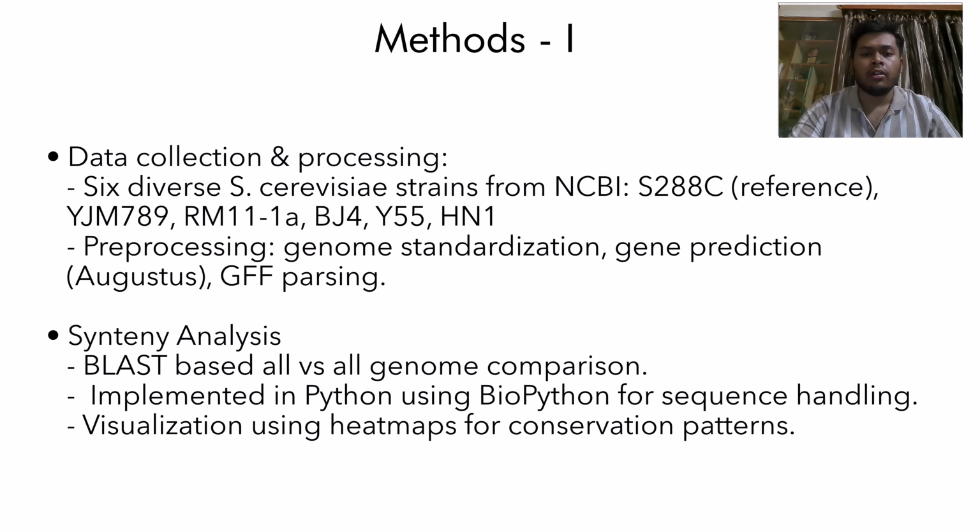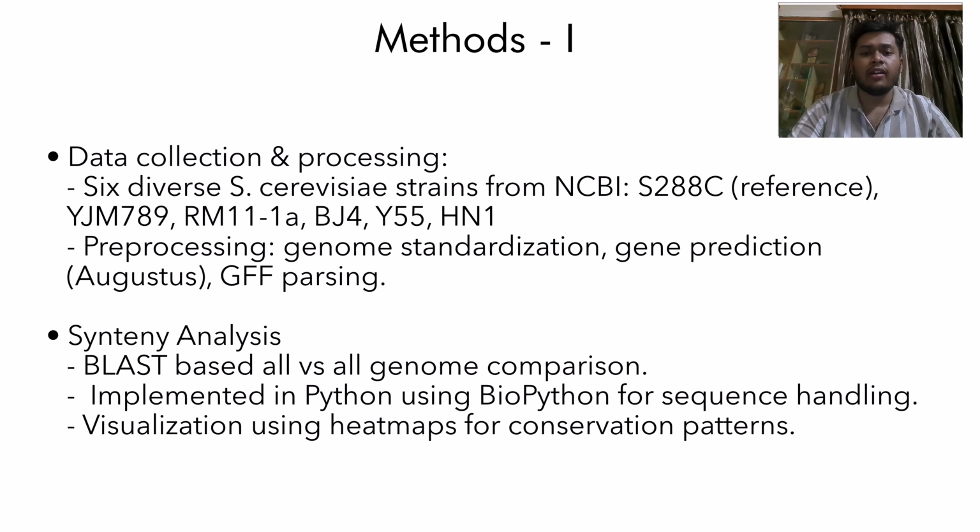Following standardization, we performed a gene prediction to identify coding regions in each genome. For this, we used Augustus, which is a gene prediction tool specifically trained for fungi, including Saccharomyces cerevisiae. Augustus employs a hidden Markov model approach that incorporates species-specific parameters with codon usage, splice site patterns, and intron length distributions. The output from Augustus includes both gene structures and predicted protein sequences.